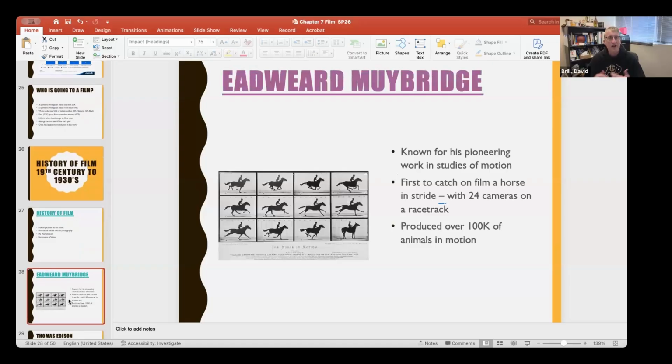Now, there is a gentleman who understood this philosophy, the physics, if you will, or scientific processes. His name was Edward Muybridge, and he was known for his pioneering works in the studies of motion. Interestingly enough, he was the first to catch a horse in stride on film, and he used 24 cameras on a racetrack.